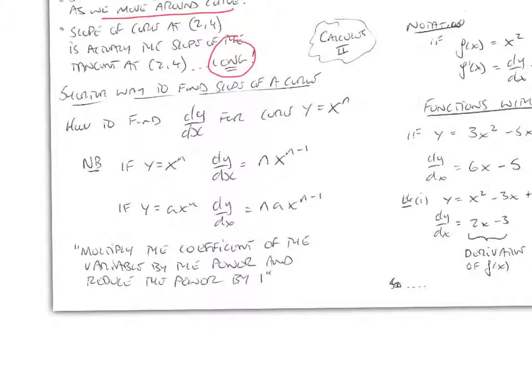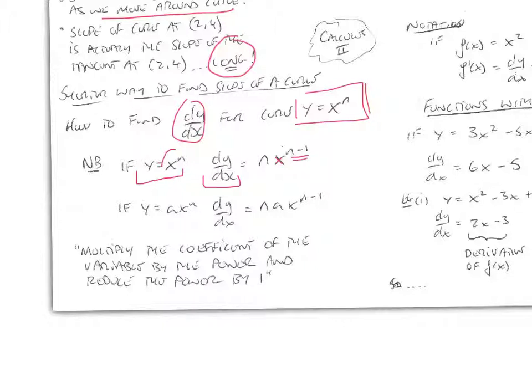So what we do is find dy/dx, which is the slope for the curve given by a function that looks like y equals x to the power of n. So if y equals x to the power of n, dy/dx is equal to n times x to the power of n minus 1.